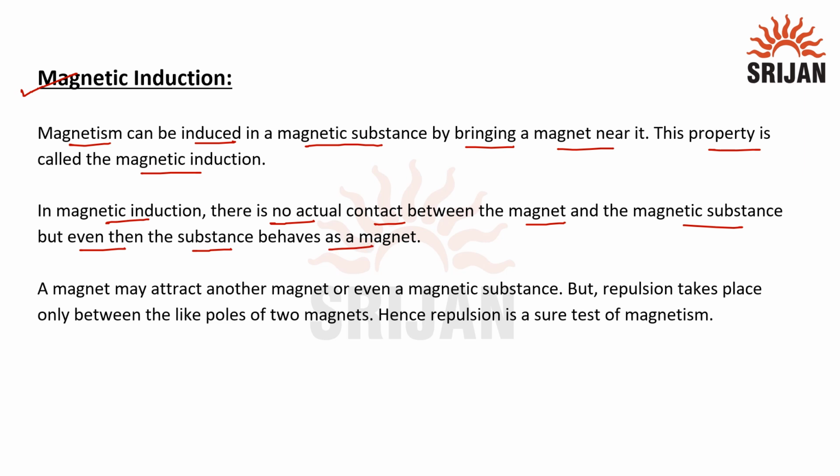as a magnet. A magnet may attract another magnet or even a magnetic substance, but repulsion takes place only between the like poles of magnets. Hence, repulsion is a sure test of magnetism.